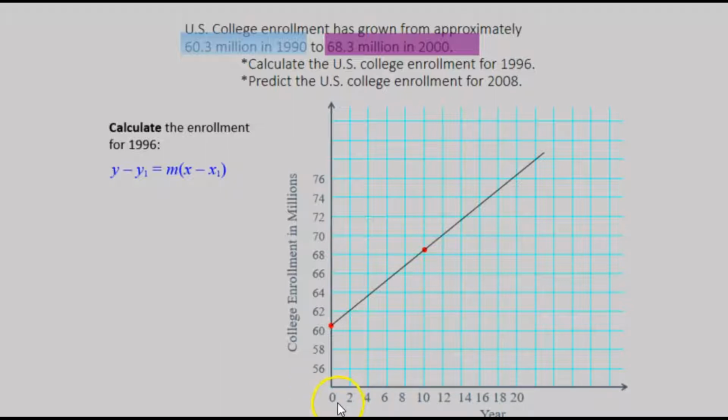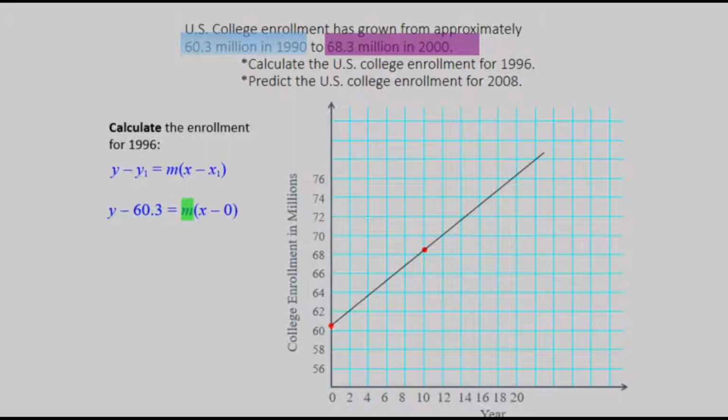If you notice here on the x-axis, we set 1990 as our 0, and then 10 years later in 2000 is the placement of the enrollment given in the problem. So using either one of these points, the coordinate of this first point on the left will have an x value of 0 with a corresponding y value of 60.3.